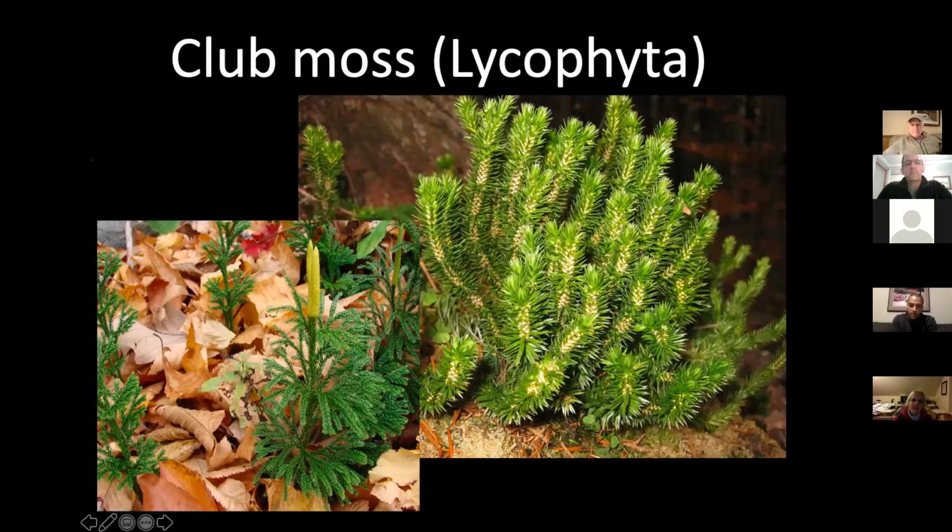You might have heard of these things called club mosses, sometimes spike mosses, or lycophytes. They're in the division Lycophyta. These are sort of the next evolutionary step up from mosses because they actually do have vascular tissue. So they have that internal plumbing that lets them move water around further so they can grow a lot bigger. So they look like mosses on steroids.